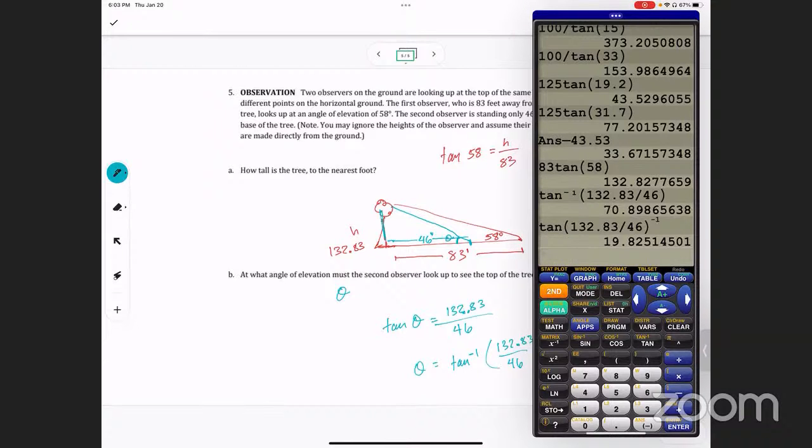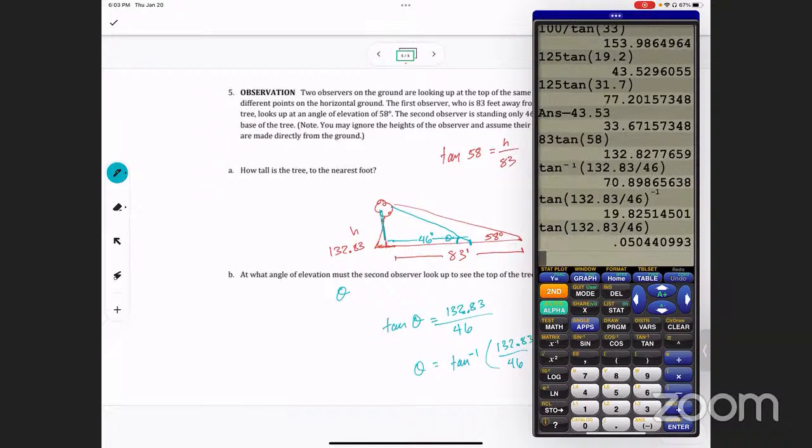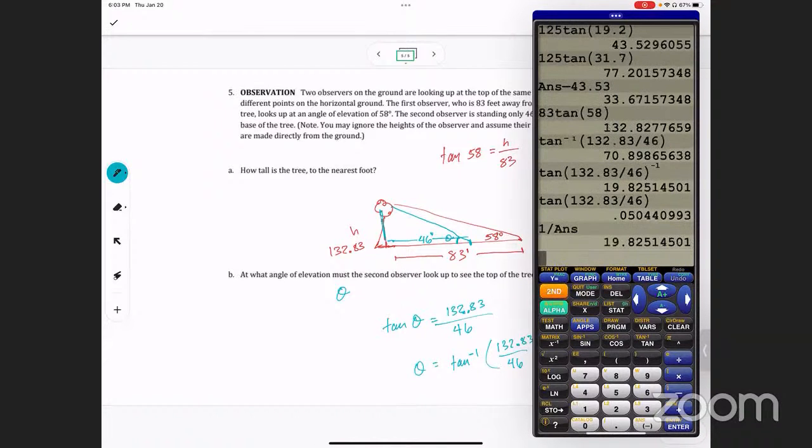If I take the tangent of 132.83 divided by 46, and then I take the reciprocal of that, dividing 1 by the answer, I'm going to get that number. That's what x to the -1 does. It just takes the reciprocal. But tan inverse is a totally different function. The tan inverse function means what angle.